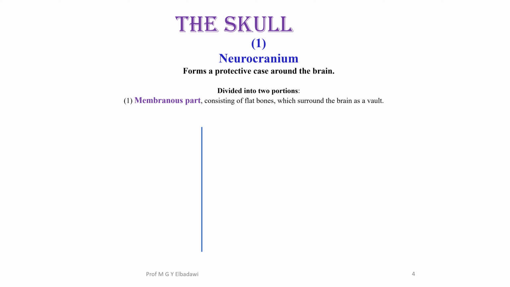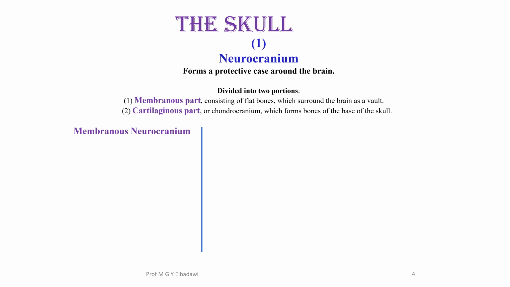One of them is what we call the membranous part, which consists of the flat bones surrounding the brain as a vault, as we said. And this develops, or ossifies, intramembranously. The second part of the neurocranium is the cartilaginous part, which forms the base of the skull mainly and ossifies in an intracartilaginous way.